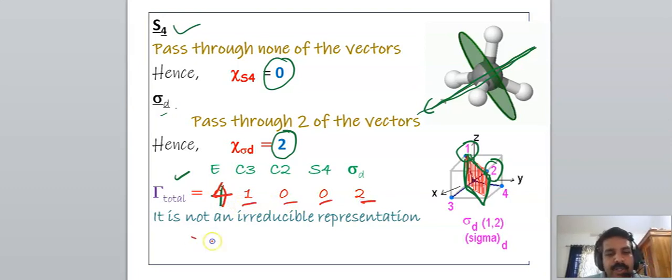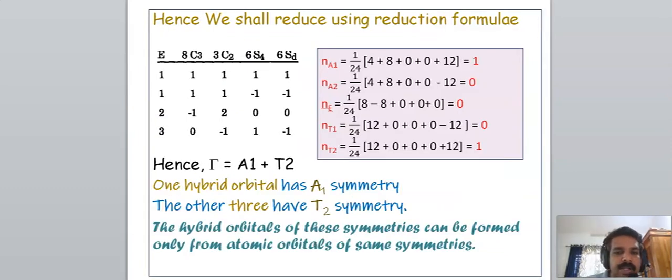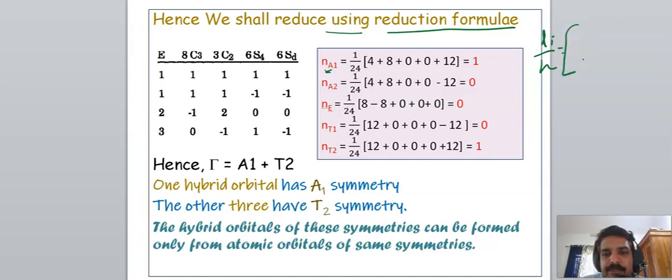It is not an irreducible representation. By looking at the character of E, which is 4, we can say that it is not an irreducible representation. It is a reducible representation, so we have to reduce it using the reduction formula. I already worked it out here: NA1 is equal to, you already know the reduction formula, 1 by h, sum of chi R times chi i. That's the reduction formula.